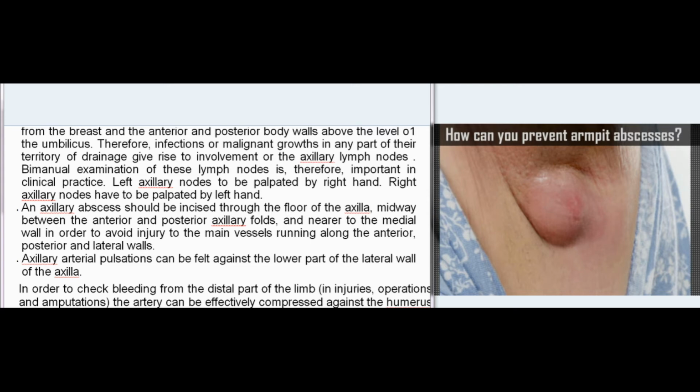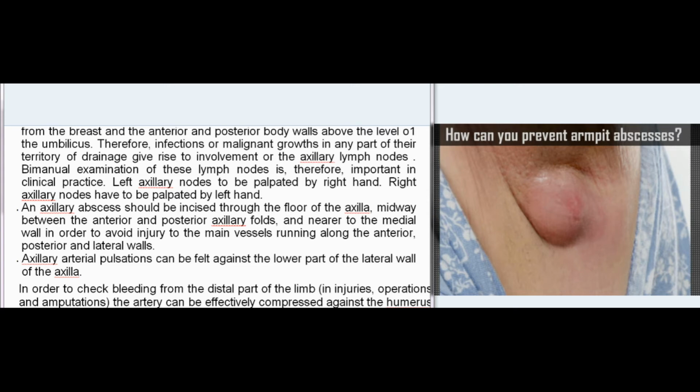An axillary abscess should be incised through the floor of the axilla, midway between the anterior and posterior axillary folds, and nearer to the medial wall in order to avoid injury to the main vessels running along the anterior, posterior, and lateral walls. Axillary arterial pulsations can be felt against the lower part of the lateral wall of the axilla.